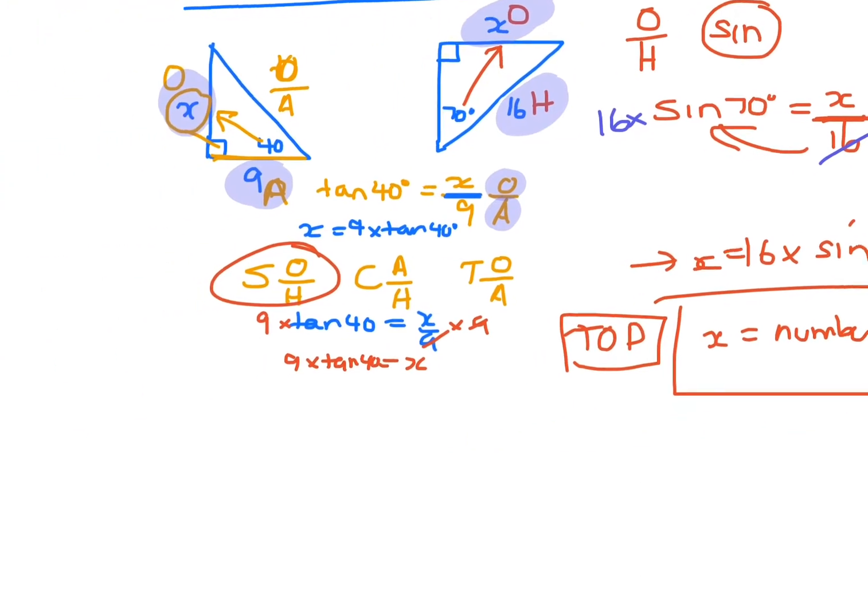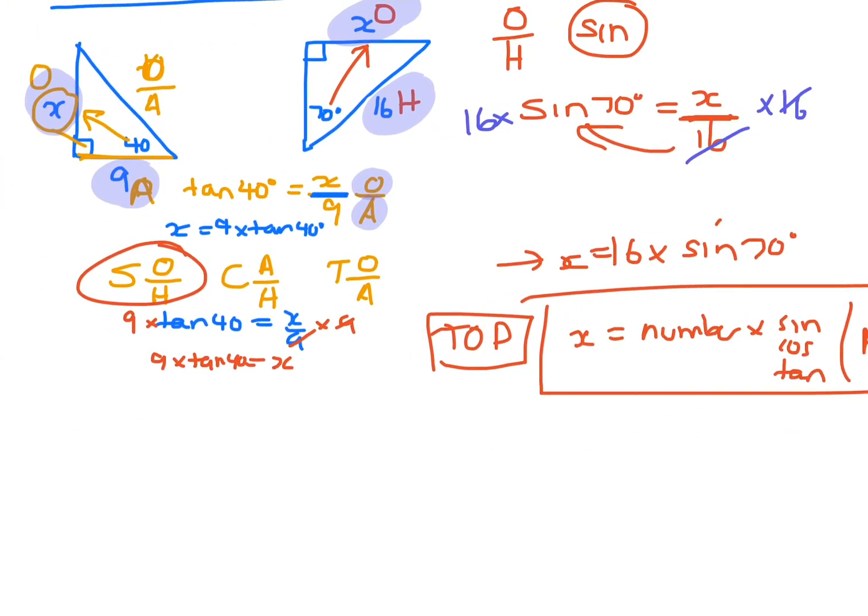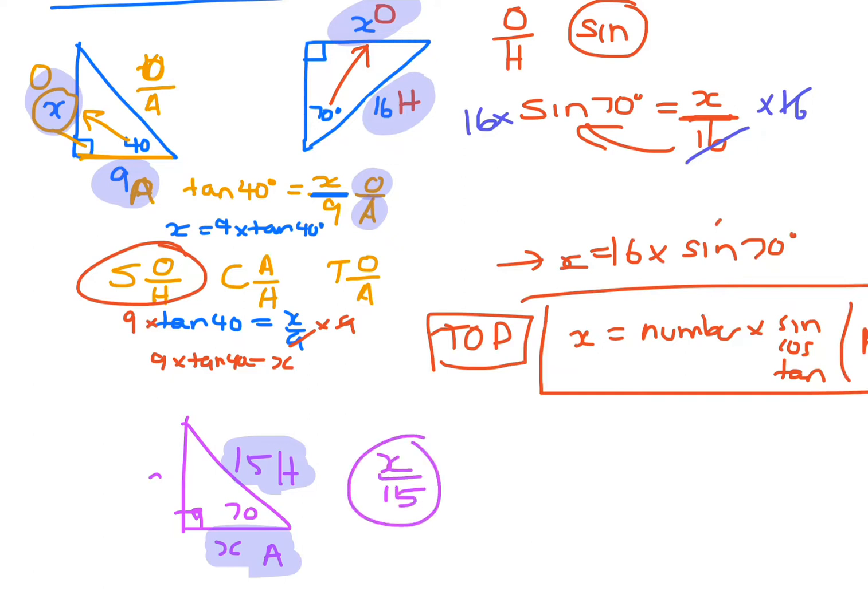How do you know if x is on the top or the bottom? It's the order that it comes in. So like just looking, check this one out. If that was 70, and that was x and 15, then when you're doing this, identify, so that would be adjacent and hypotenuse, because it's next to it. So you're going to go adjacent on hypotenuse. See that order? So that went x on 15. So x was on top. So see, that would be cos 70 is x on 15. So x is 15 times cos 70.